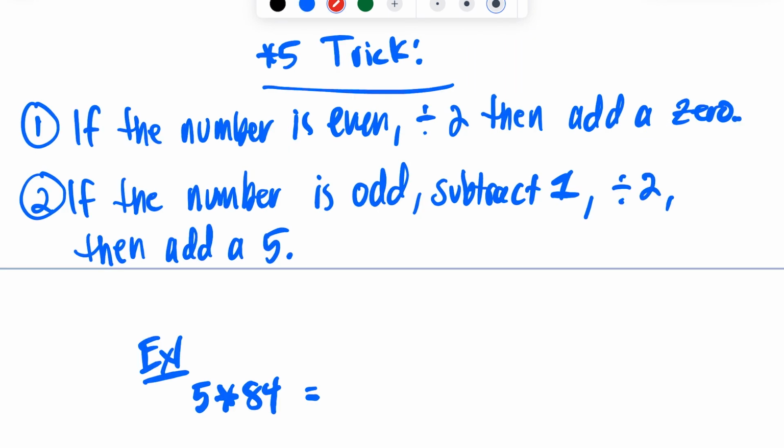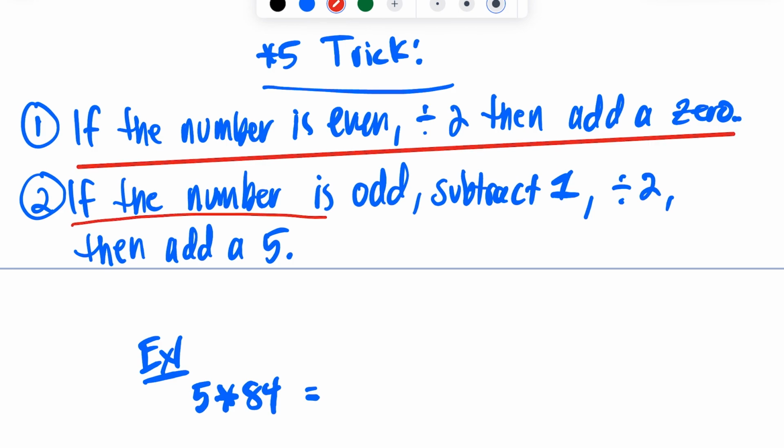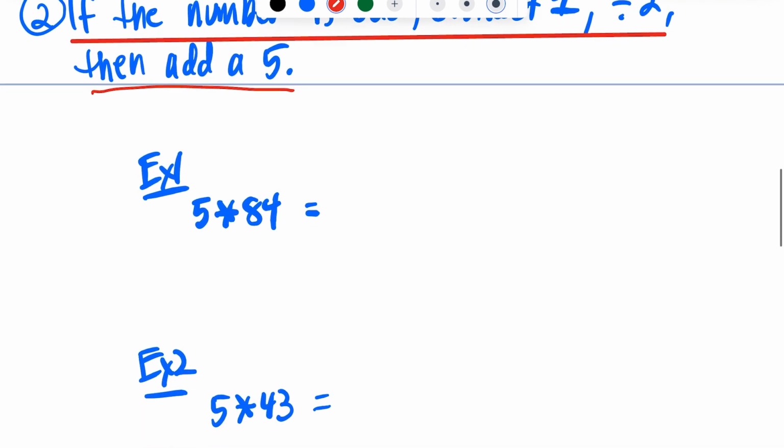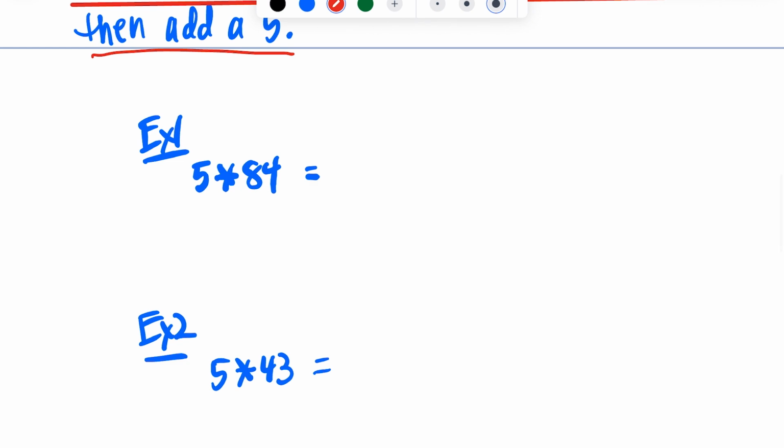Okay, so here's the trick. If the number is even, divide by 2, then add a 0. If the number is odd, subtract 1, divide by 2, then add a 5. So let's go over some examples over here. So if we're basing on this here, this number is what we're looking at.